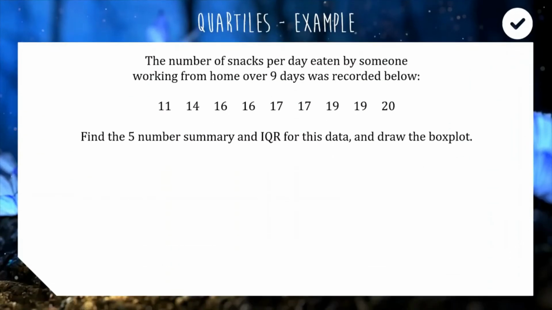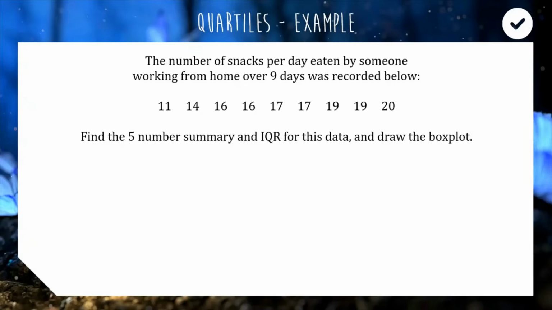All right, so here's an example looking at quartiles. We have the number of snacks per day eaten by someone working from home over a 9-day period recorded below. This is real data, guys. It's getting very much out of hand. We have find the five-number summary, the IQR, which stands for the interquartile range, and then draw the box plot. So this question revolves around finding your quartiles.